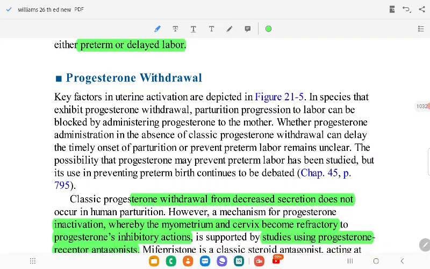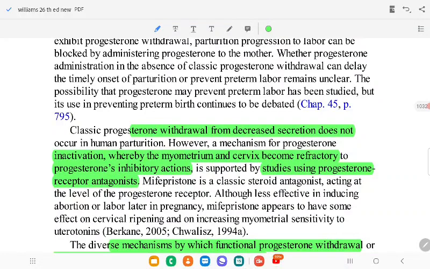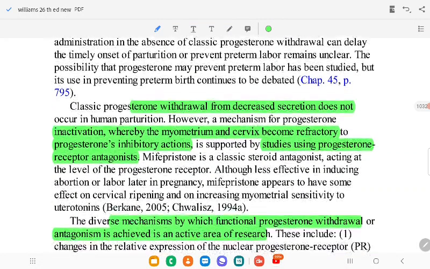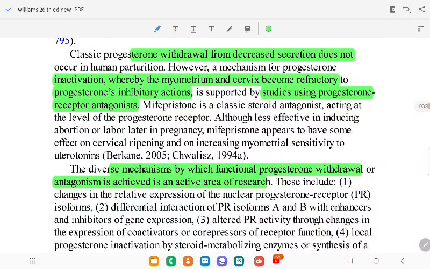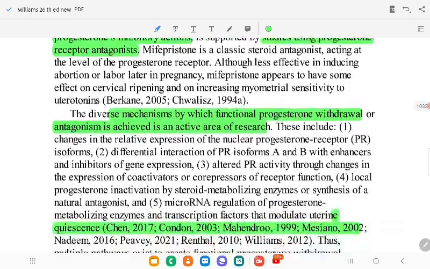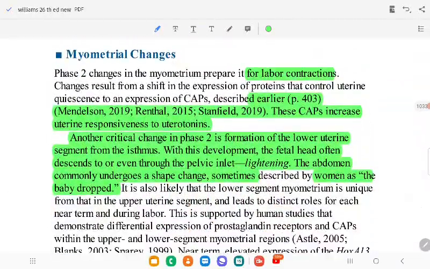What is the key factor? That is progesterone withdrawal, the key factor in uterine activation, which you have already studied. The classical progesterone withdrawal from decreased secretion doesn't occur in human species. However, the mechanism of progesterone inactivation, whereby the myometrium and cervix become refractory to progesterone's inhibitory action, is supported by studies using progesterone receptor antagonists. The driver mechanism is functional progesterone withdrawal, and its antagonism is an active area of research.